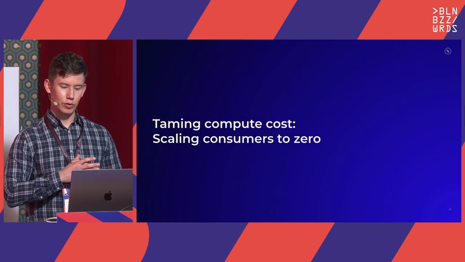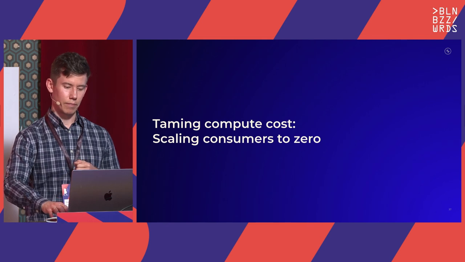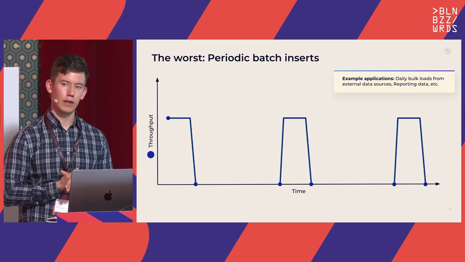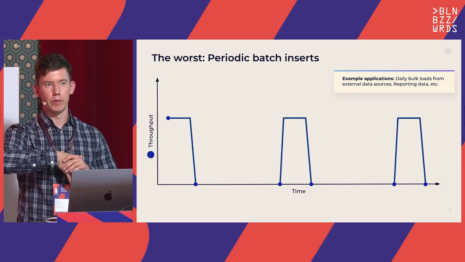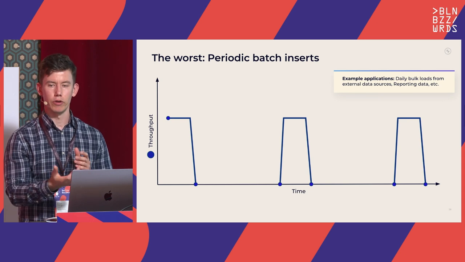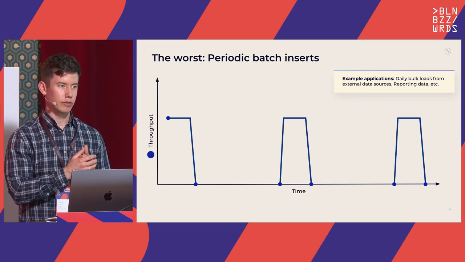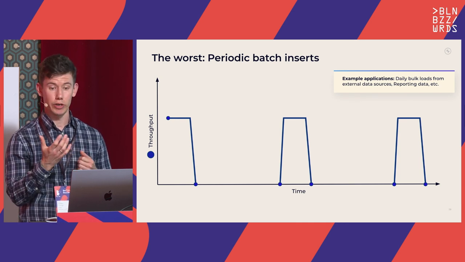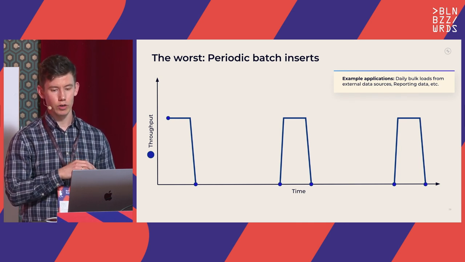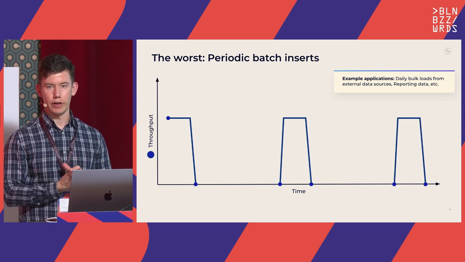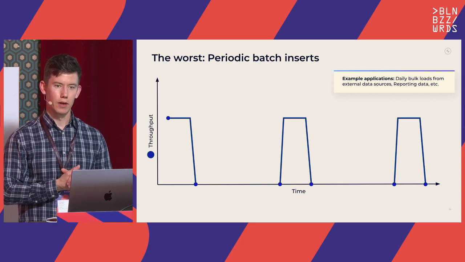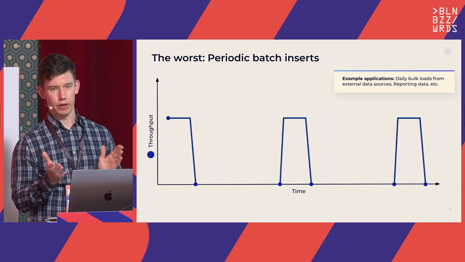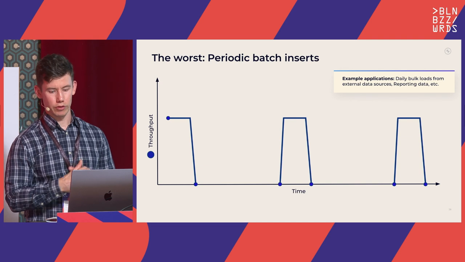Another interesting use case is scaling consumers to zero. That's mainly useful when you perform a daily bulk load from maybe an external data source and produce this data to a Kafka topic, maybe once per day or once per week, or when you handle reporting data and so on. So you'll see data being produced at certain points in time, and in between there's nothing. So you don't want to run your application all the time.